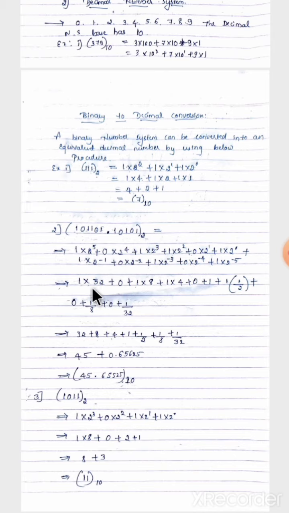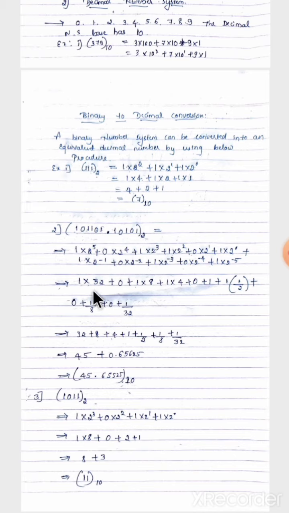This is clear. Next, 1 into 2 raised to 5 is nothing but 32, plus 0 into 2 raised to 0, anything multiplied by 0 is 0. Next, plus 1 into 2 cube is 8, plus 1 into 2 square is 4, plus 0, plus 1, plus 1 into 2 raised to minus 1 is nothing but 1 by 2, plus 0 into 2 square is 0, 2 square into 0 is 0. 2 raised to minus 3 is 1 by 8. 2 raised to minus 5 is 1 by 32.